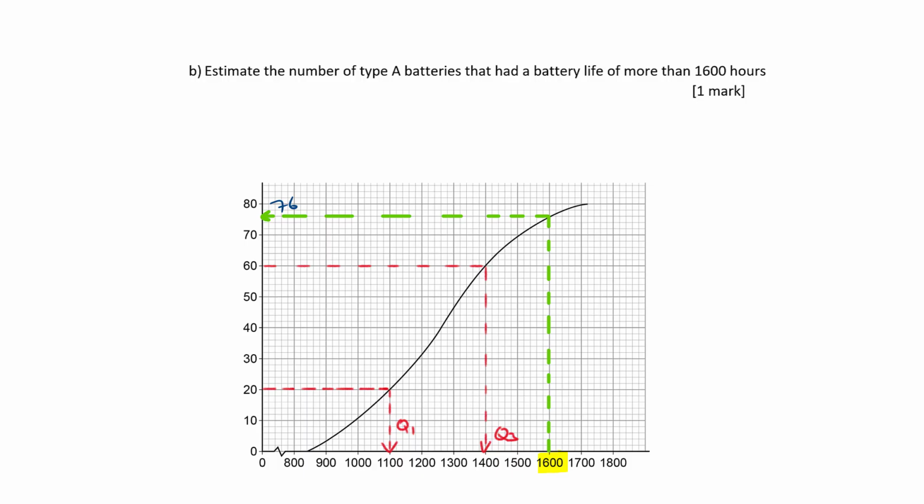Now the question didn't ask me that, it asked me how many batteries had a life bigger than 1600. So it's not the 76 as my answer, it's my difference between 76 and the top, which is 80. So the difference between 76 and 80, those batteries had a life longer than 1600 hours. So it's going to be 80 subtract 76, which is equal to 4 batteries.